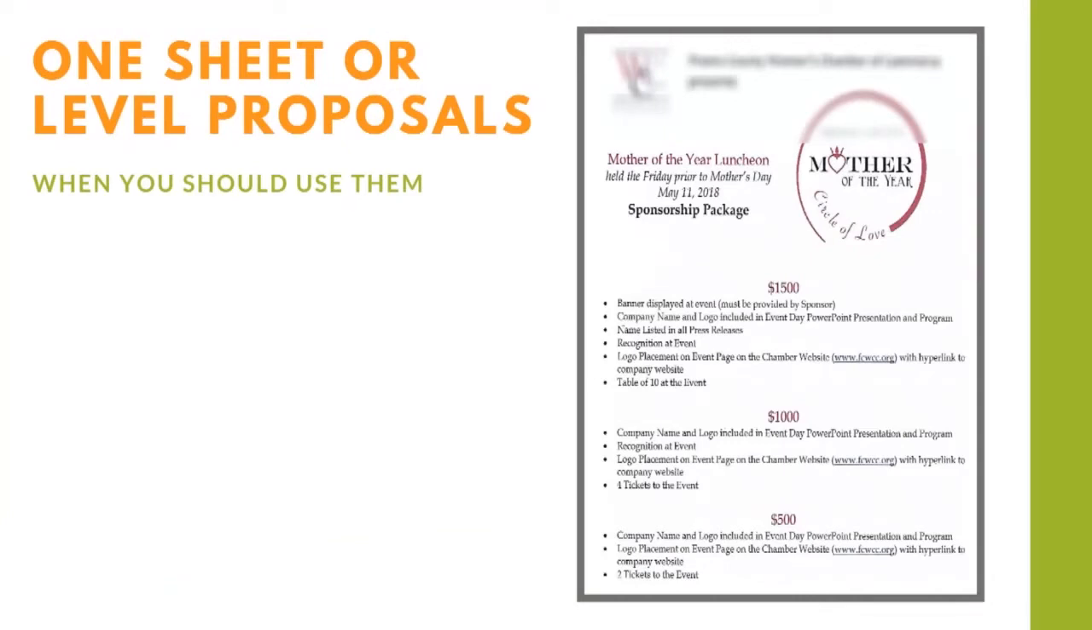Okay, so let's now talk about what I call one sheets or just level proposals, because many events, especially small events and sporting events, and then nonprofits, find themselves using these kind of proposals. And this one was given to me, this example up here. Now, there's nothing wrong with this format, except that it's extremely limiting on what prospects it appeals to, which means that you're not going to make very much money when it comes to sponsorships.